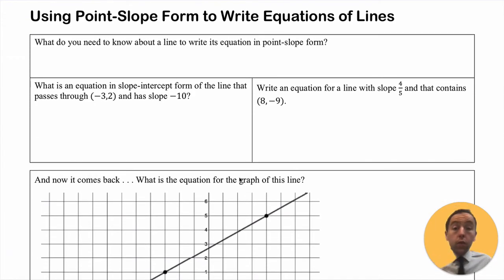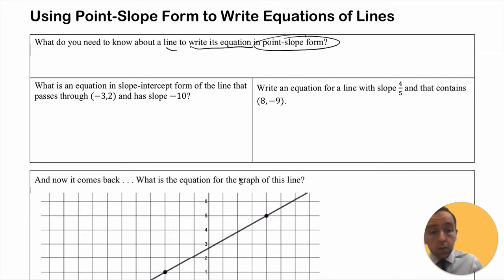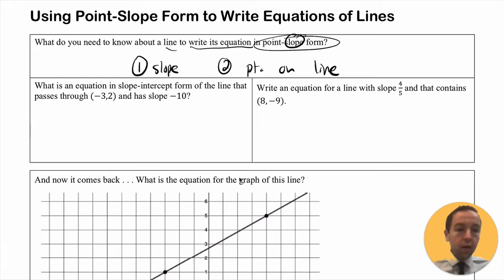So when we're using point-slope form, so we're trying to write an equation of a line, but we want to write it in point-slope form, then really you just need to know a couple of things. You need to know the slope, right? That's why it's part of the name of the form. And then second of all, you need to know a point that is specifically on the line. So not just any arbitrary point, right? It's got to be on the line, and then you can write the equation of that in point-slope form.